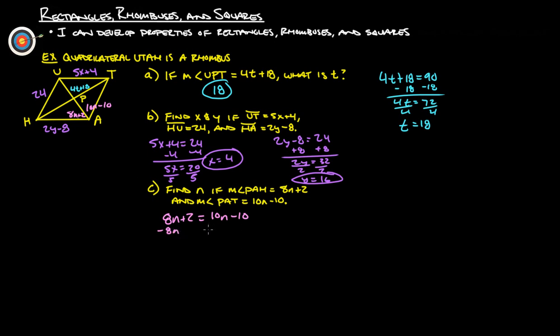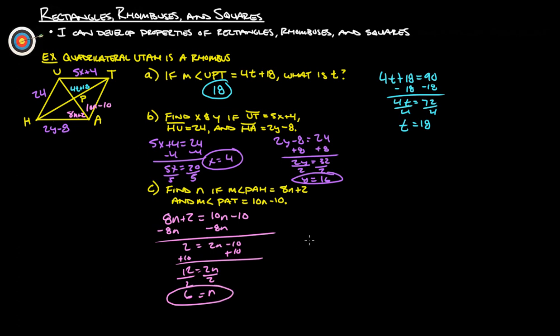So let's solve. Let's subtract 8n from both sides, and we get 2 equals 2n minus 10. We'll add 10 to both sides. 12 equals 2n. Divide both sides by 2, and we get that n is going to be 6.